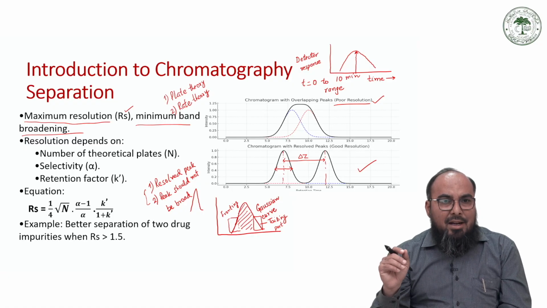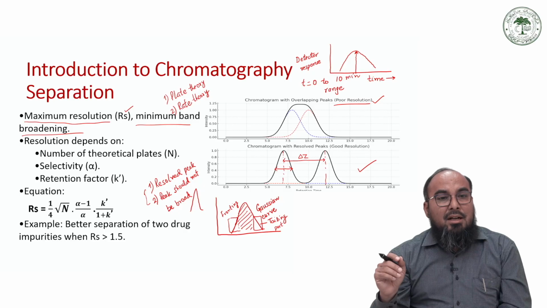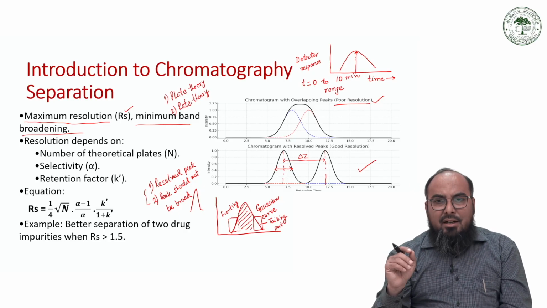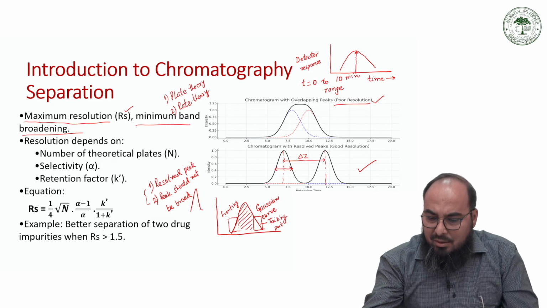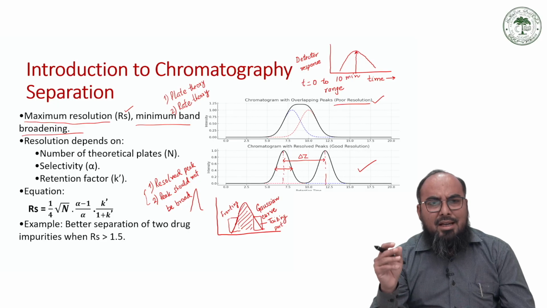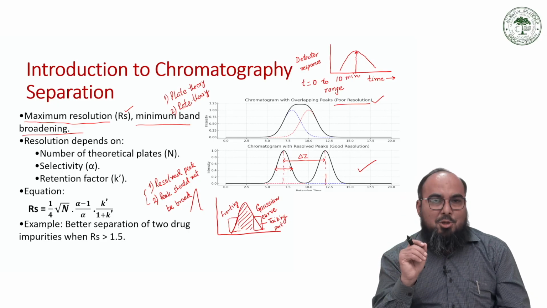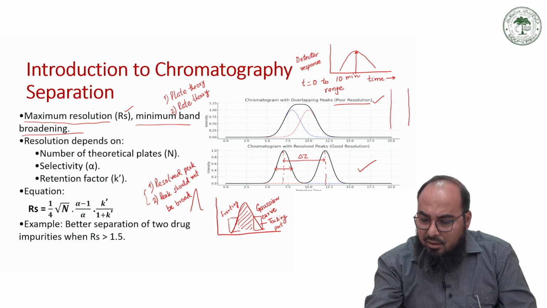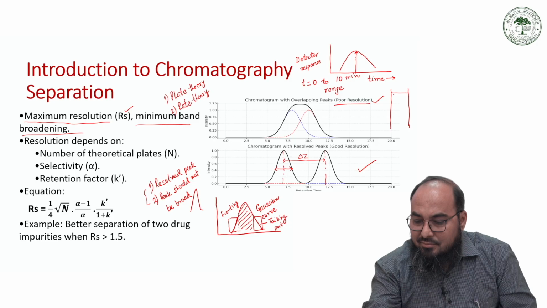So this plate theory talks about the number of theoretical plates. Now, what is the number of theoretical plates? Let us briefly summarize it. According to the concept of plate theory extended by Martin and Synge, they considered that a column is made up of continuous plates. They are made up of continuous plates.